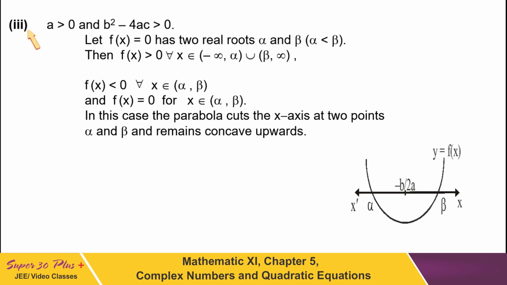Point number 3 is here. If a is positive, means parabola opening upward, and b square minus 4ac is also positive, means there are real and distinct roots. Then f(x) is positive from minus infinity to alpha and from beta to infinity. Here f(x) is positive and f(x) is negative between the roots. And f(x) is equal to 0 at the points alpha and beta. In this case, the parabola cuts the x-axis at 2 points alpha and beta and remains concave upward because a is positive.